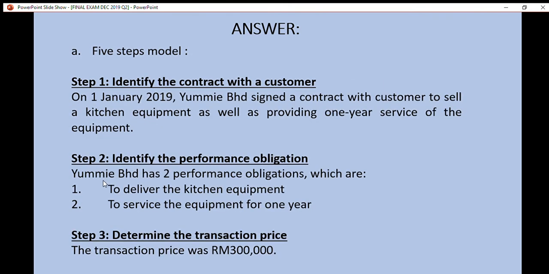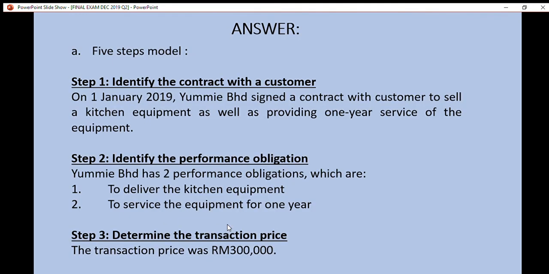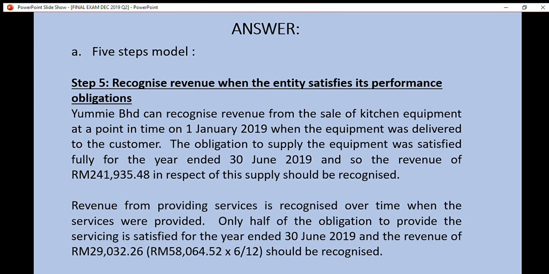question 1. Now we go to question B. For question B, we are required to prepare the journal entries to record the above contract for the year ended 30th June 2019. So let's check out the answer for this question.